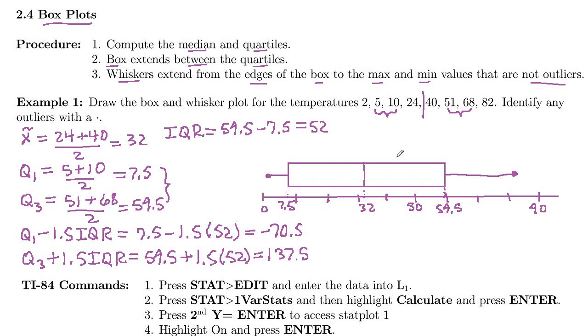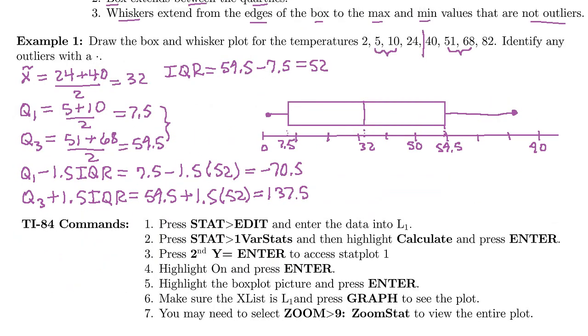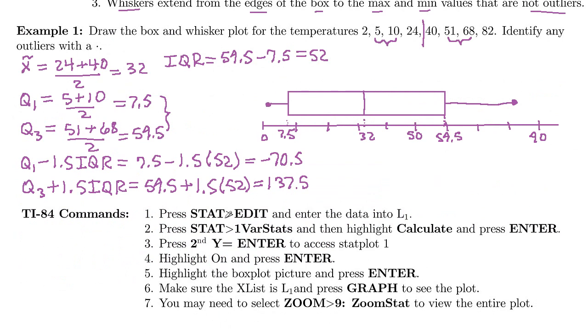Now we can do this on the calculator also. So here are the calculator commands. You are going to do stat edit, enter the data into list 1, and then stat 1 variable stats, highlight calculate, press enter. Second y equal enter is going to give you a stat plot, and then you turn that on. Highlight your box plot picture and press enter. Then press the graph button and zoom 9 to get an appropriate window. So let's go through those steps here.